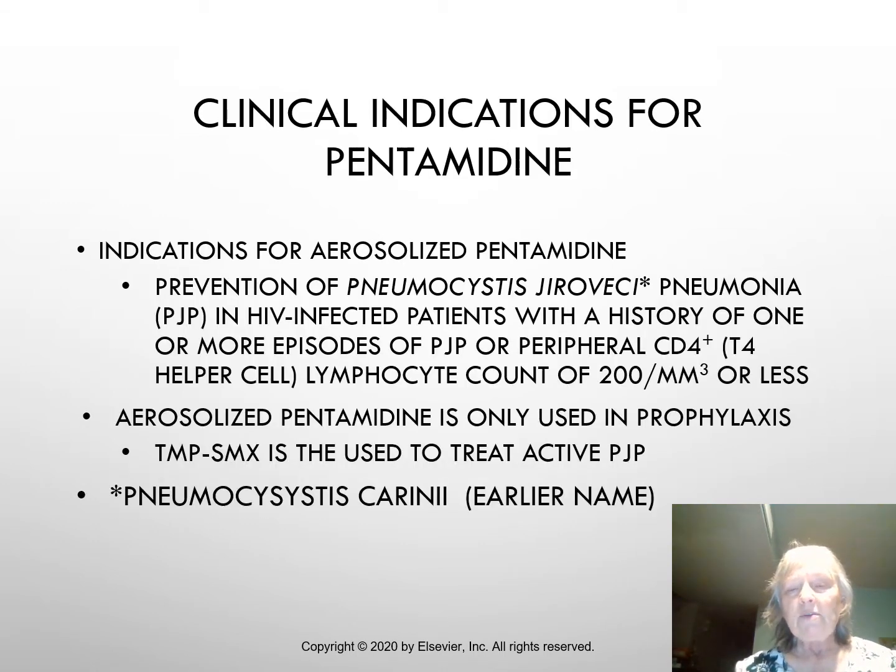So one that we have is pentamidine. Pentamidine is used if you have AIDS, HIV. And basically, we're going to use this if you have PCP or PJP. Basically, this is either Pneumocystis carinii pneumonia or Pneumocystis jirovecii pneumonia. There was discussion over what the earlier name was.